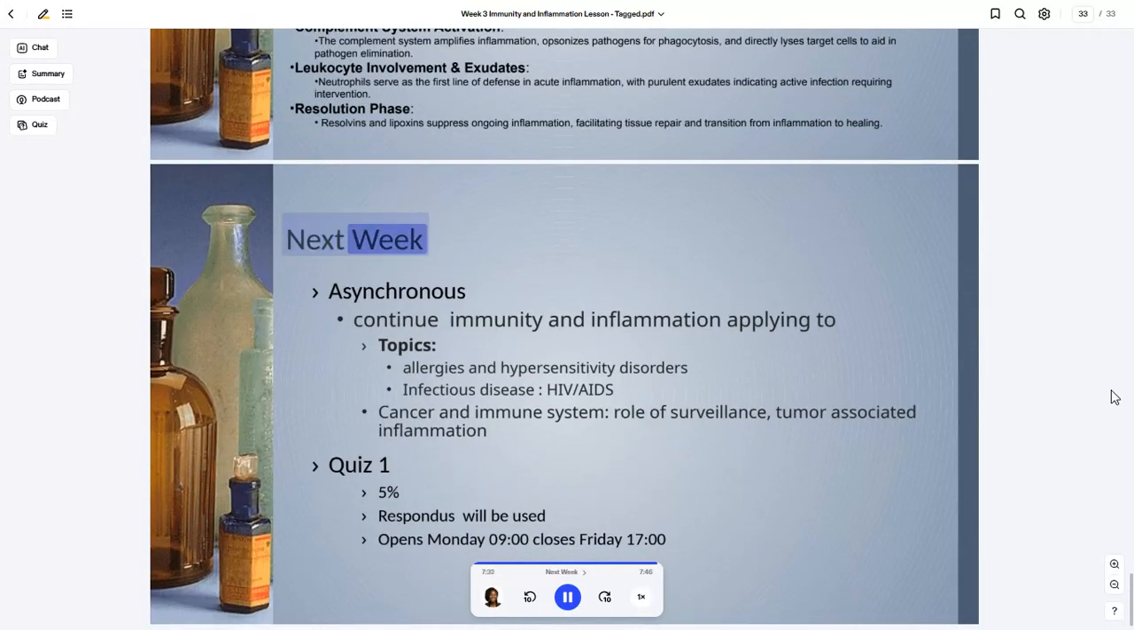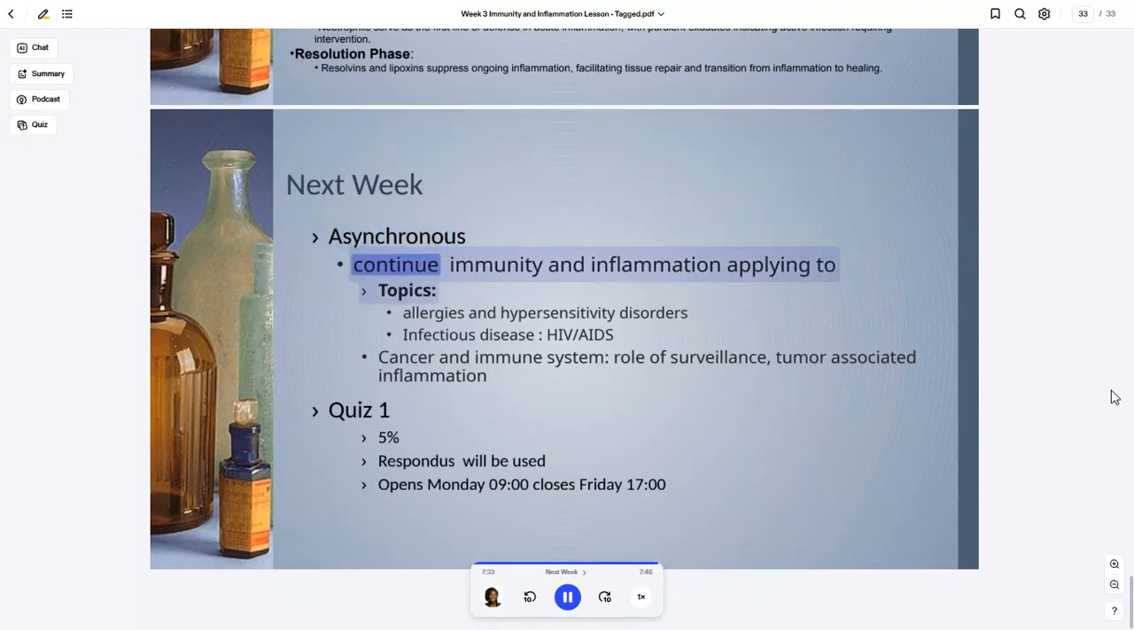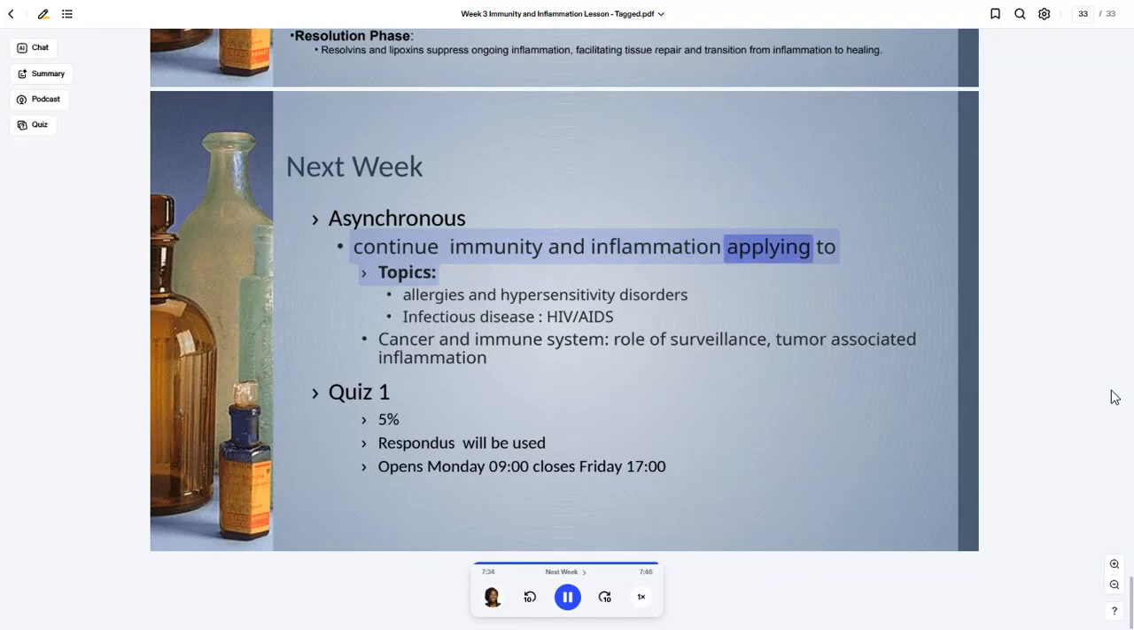Next week, asynchronous: continue immunity and inflammation, applying to IND topics: allergies and hypersensitivity disorders, infectious disease, HIV/AIDS, cancer and the immune system, role of surveillance, tumor-associated inflammation. Quiz 1, 5%. Respondus will be used. It closes Friday at 17:00.